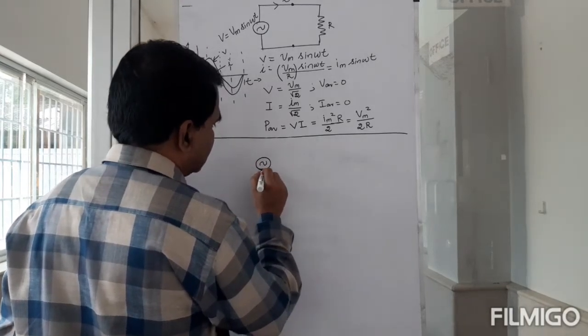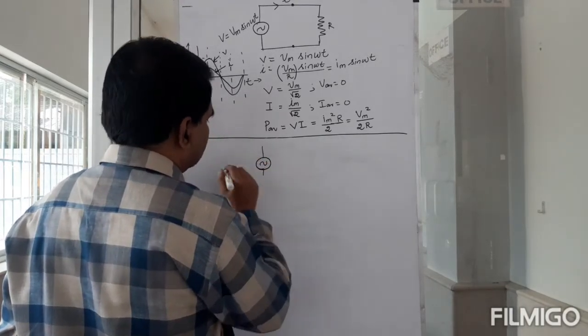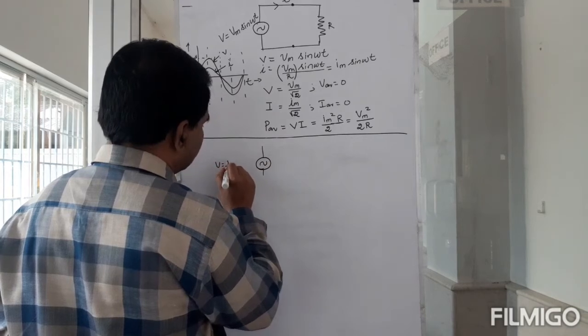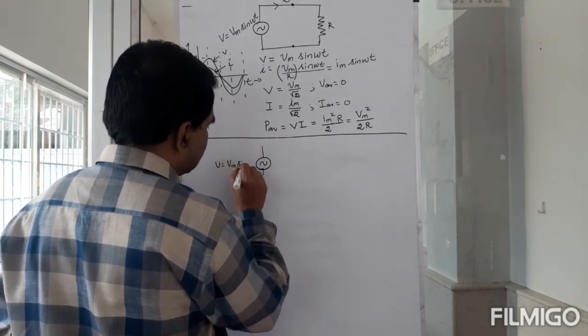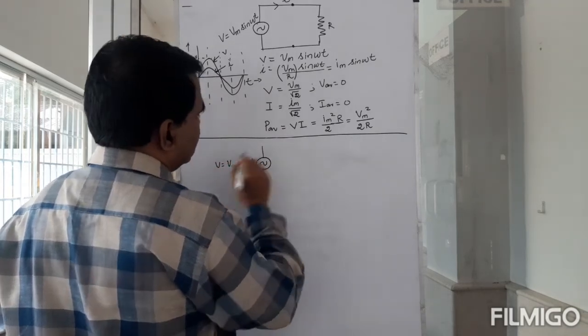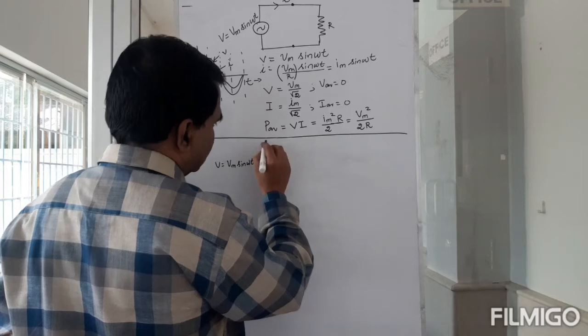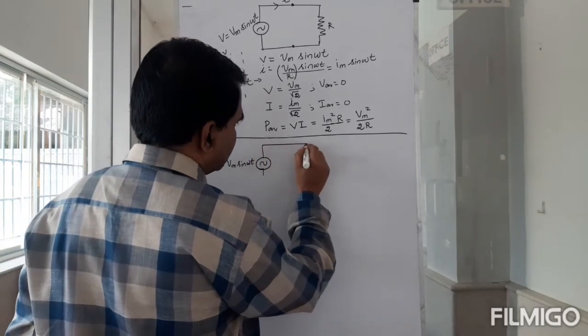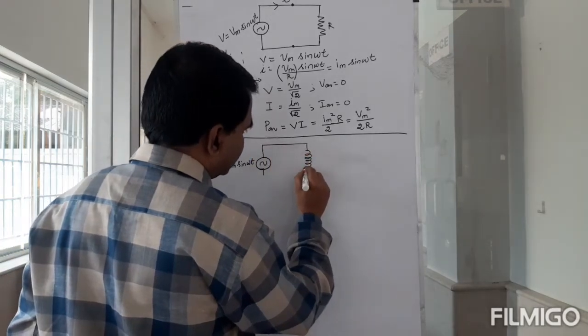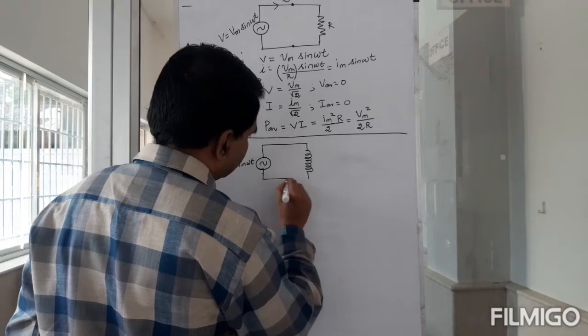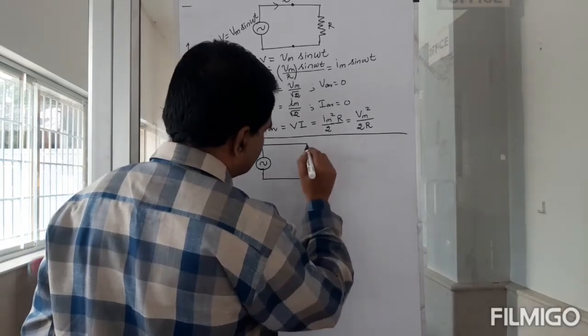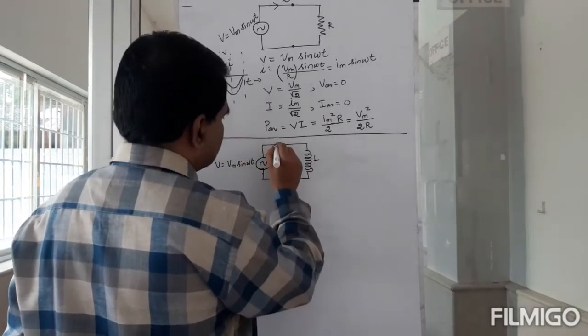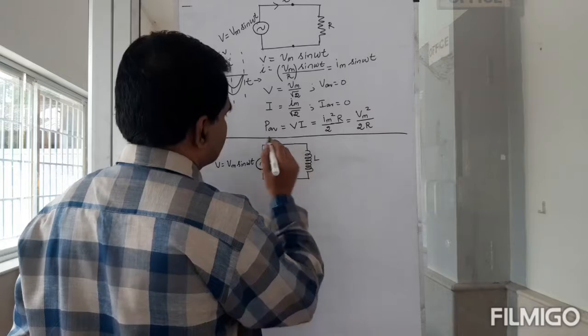I have the AC source, V is equal to Vm sine omega t, and I'm going to connect an inductor of value L. So clearly a current I will flow through this.